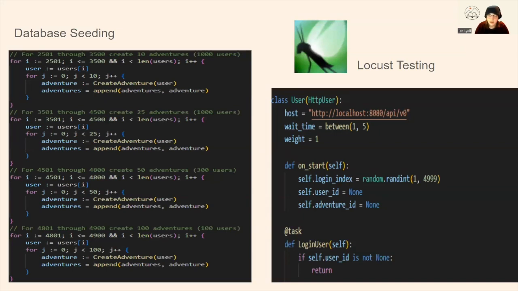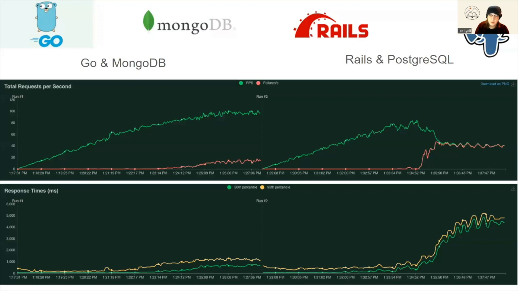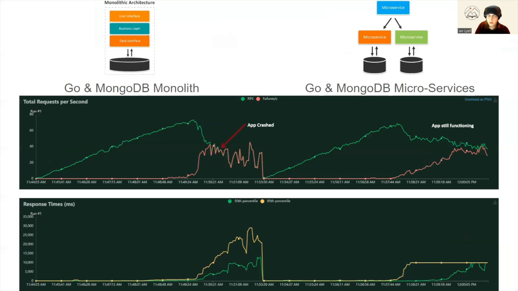For testing itself, we utilize Python and the Locust library to create simulated users that can interact with our database in a logical way. As you can see from the data collected, moving from a traditional Rails PostgreSQL database to a Go MongoDB NoSQL database netted significant performance gains. But by breaking up our monolith into individual services, our app becomes more flexible and dynamic, enabling it to stay functional even when certain services, the user auth service in this case, experience heavy traffic, while also enabling horizontal scaling when needed.